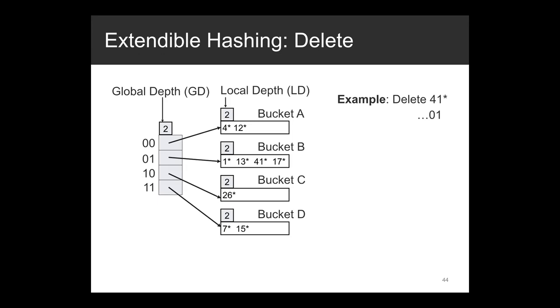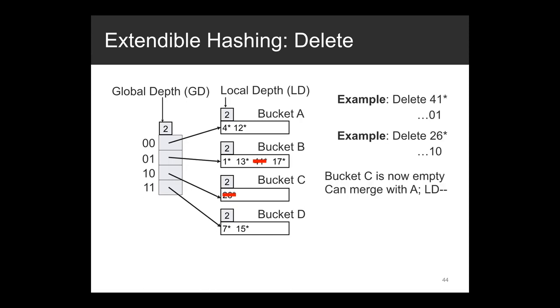Delete 41. What is 41 mod 4? 1. Go to bucket B. 41 is right here. Delete it. That's it. Nothing else. You just delete it. Next, delete 26. 26 mod 4 is 2. Take this pointer. Come here. You find it there. Delete it. And now you realize bucket C is empty.